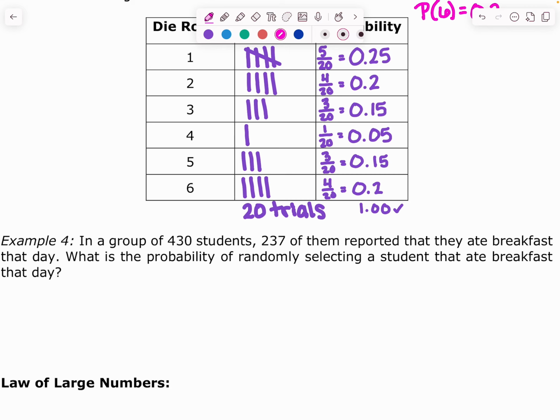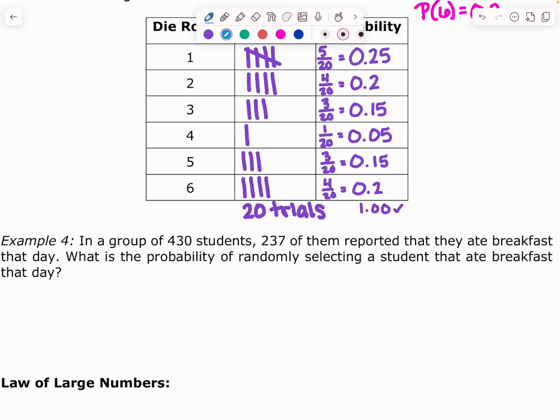Another example of relative frequency probability: in a group of 430 students, 237 of them reported that they ate breakfast that day. What is the probability of randomly selecting a student that ate breakfast that day? So this is calculating probability based off of survey results.